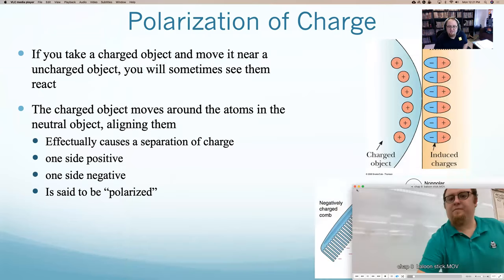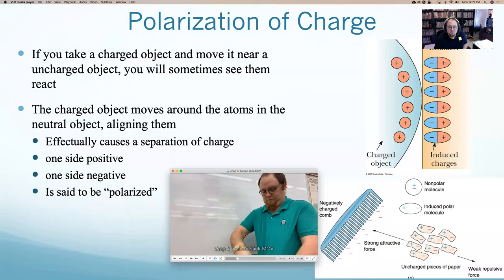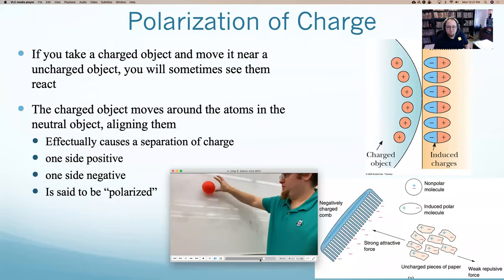When I put this up against the wall, the wall is not charged. It's just here. The wall has its charges line up so that the negatives are near the edge and the positives are further in. And this is called polarization, or it is polarized.